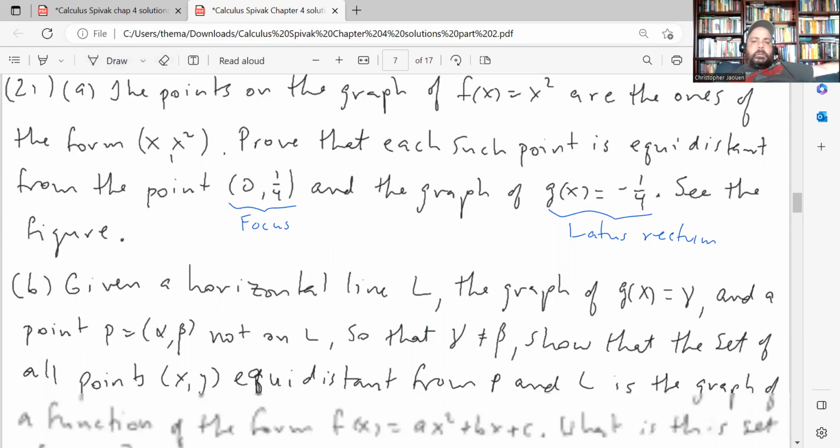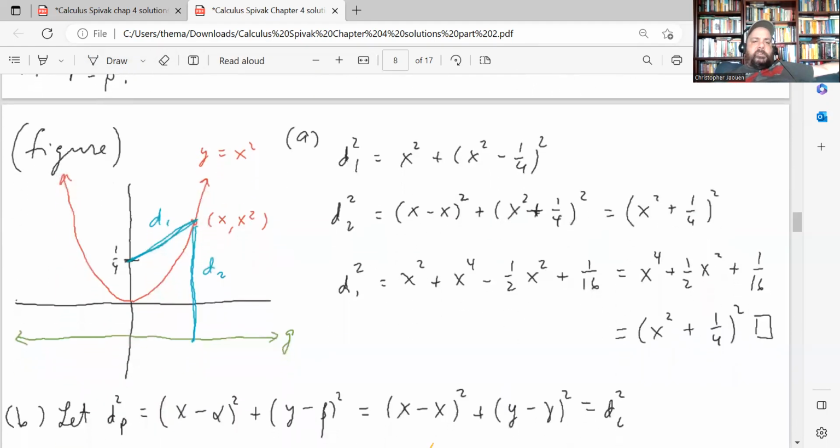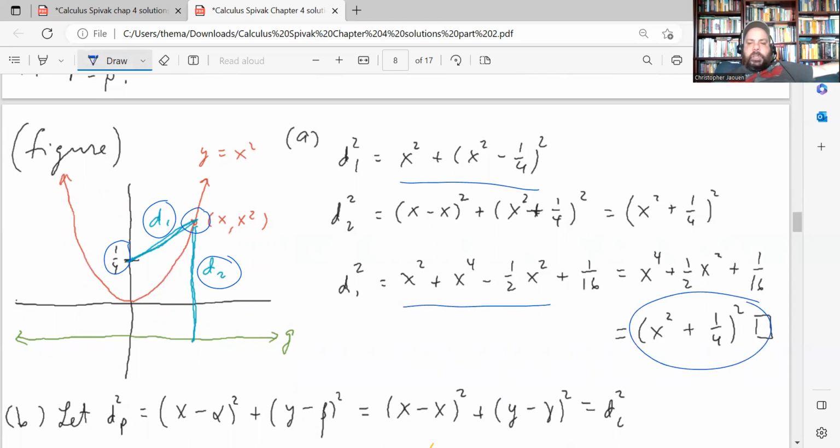So let's do that. This is the figure that he has drawn in the book. All I want to do is show that d1 is equal to d2. Using the distance formula, the distance d1 is the distance between x comma x squared and the point 0, 1/4, which is given by this, and if you actually simplify it out, gives you this number here.